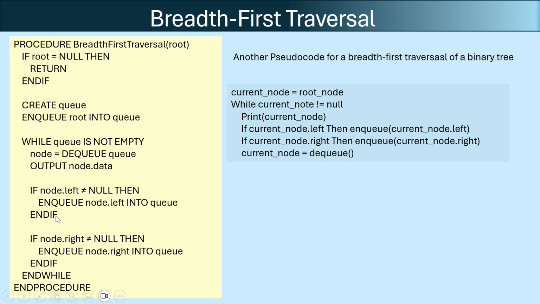This is another pseudocode that you could use. So this is probably shorter. So while current node is not null, I should say node. Print the current node. Then it checks on the left and enqueues the left node. It checks on the right. It enqueues the right node. And then it dequeues. So it keeps going whilst there is an item in the queue.